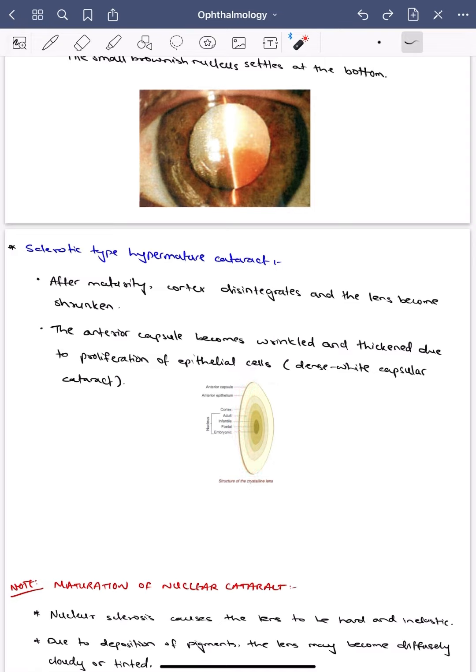So again, the stages of hypermaturity: we have Morgagnian type, in which there is a milky white cortex with a brown nucleus at the bottom, and in sclerotic type, the anterior capsule thickens and forms a dense white capsular cataract. So these are the stages of maturation of cortical cataract. Again, remember: lamellar separation, incipient cataract, immature, mature, hypermature cataract. Hypermature cataract is again divided into the Morgagnian type and the sclerotic type.